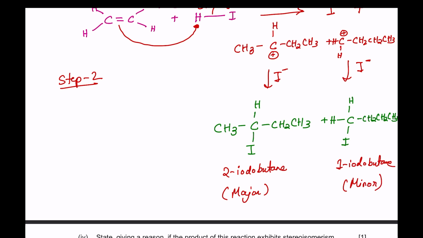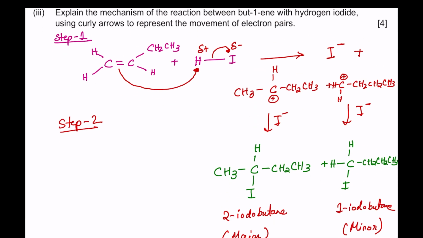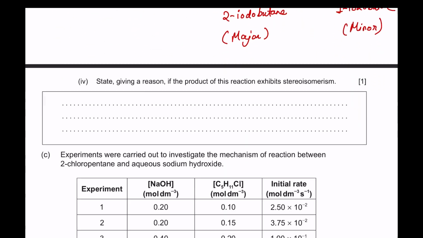So the minor product will be formed like 2%, 3%, maximum up to 5%, but more than 90% will be the major product. Why is this 2-iodobutane the major product? Because after step 1, this carbocation is more stable as compared to this carbocation, because this positive charge is shared by 2 big carbon groups on both sides, while here it's just surrounded by 1 carbon group. So the intensity of positive charge will be less in this case, but here the intensity of positive charge will be high. And we know higher charge means it's an unstable carbocation. So an unstable carbocation obviously yields the minor product.